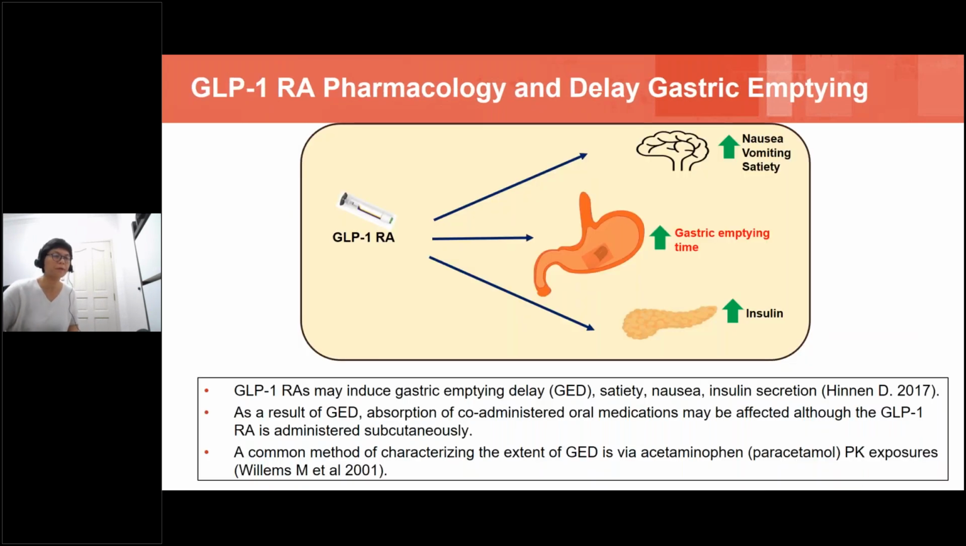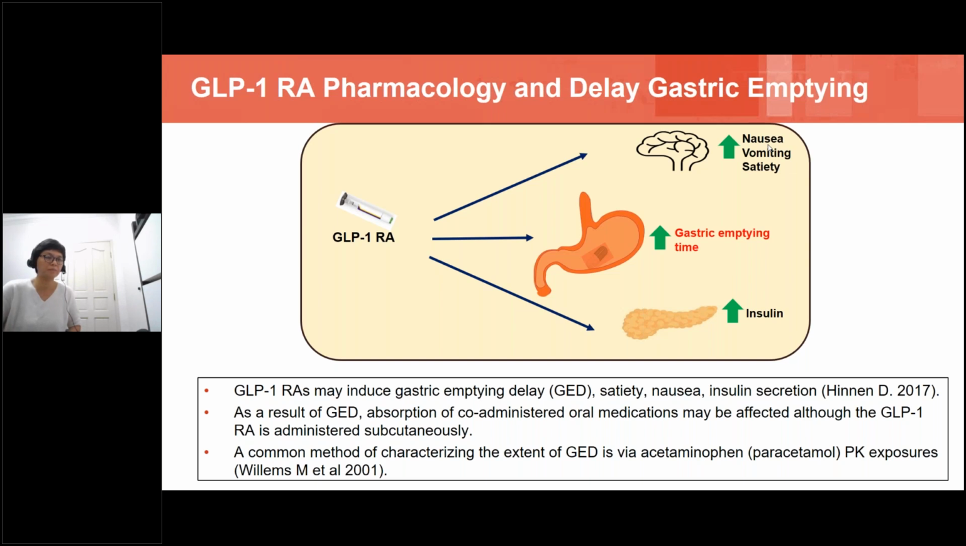Okay, so a little bit of background about GLP-1 receptor agonists, because some of you may be wondering, for a drug like dulaglutide and many of the other GLP-1 receptor agonists that are given subcutaneously, why are we concerned with drug-drug interactions with drugs that are taken orally? That's because GLP-1 has several pharmacological effects. Centrally, they can increase nausea, vomiting, and also the feeling of fullness or satiety, which is neurally mediated. On the stomach, GLP-1s can slow gastric motility, thereby causing an increase in gastric emptying time.